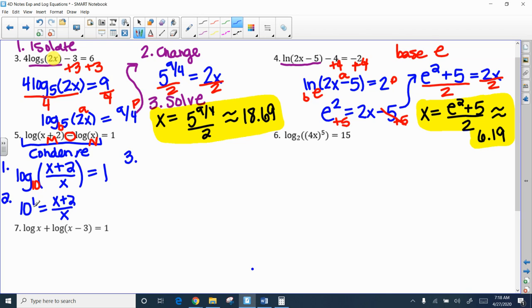And 10 to the first power is just 10. So I'm going to write that as just 10. So 10 equals x plus 2 over x. Now this, I can try to solve. This is a rational equation.